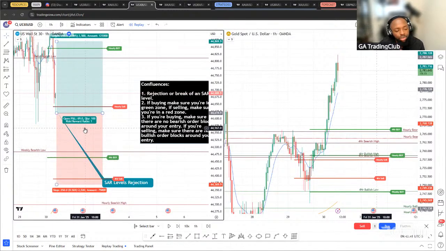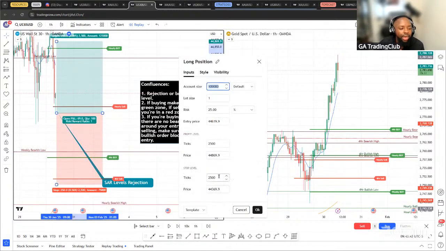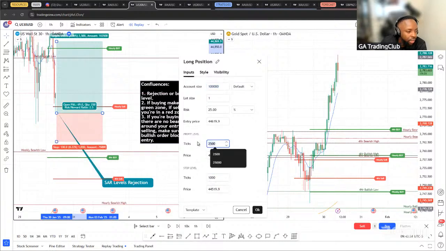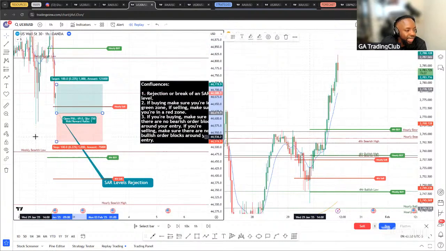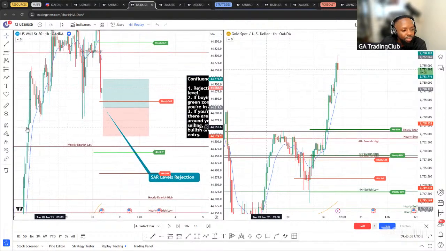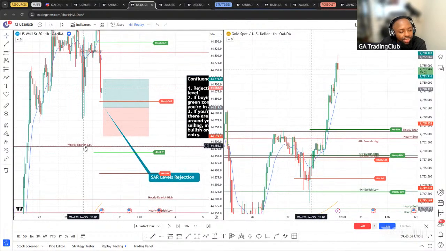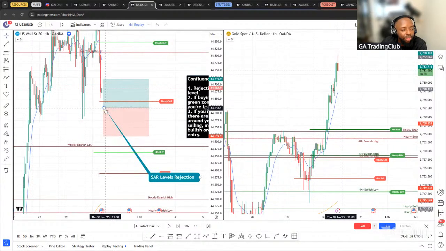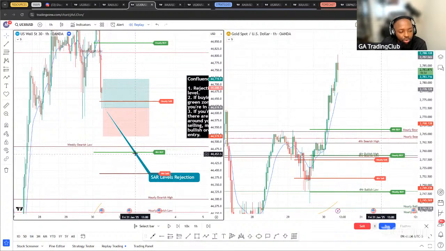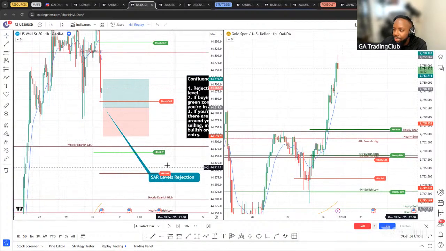Knowing this, for this trade I actually wanted to go for a 100-point TP and stop loss. However, if I did that, my stop loss would have been below the previous low. But I did know that there's a weekly bearish low order block there, which would mean it's possible that price would come here, stop me out, and maybe reject off of this 4-hour buy or 4-hour sell SAR level.